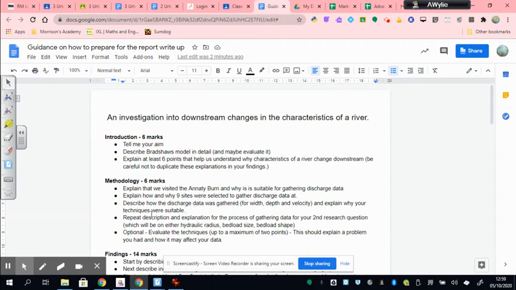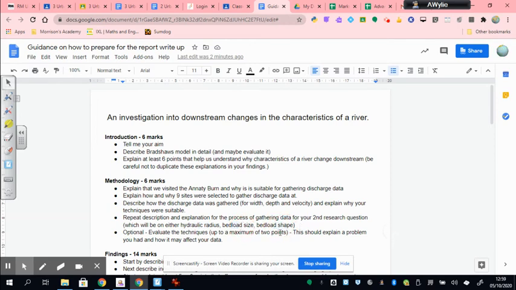Now you're going to repeat that same process of describing and explaining how you gather data for your own research question. Okay, now that's either going to be the hydraulic radius, the bed load size, or the bed load shape.